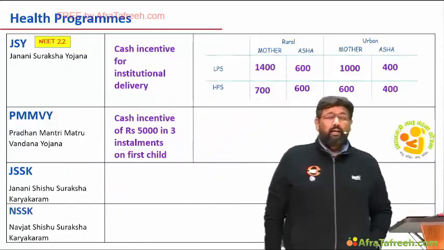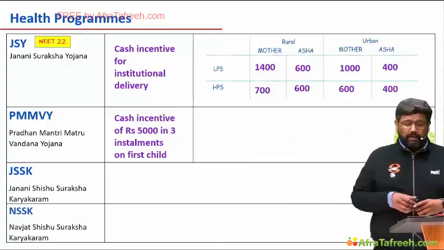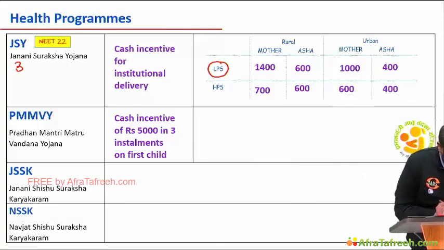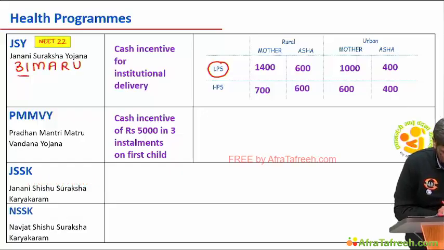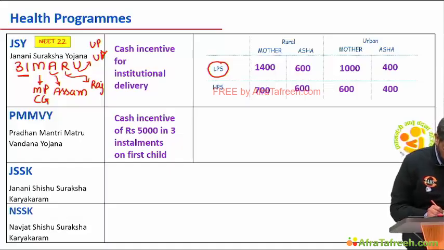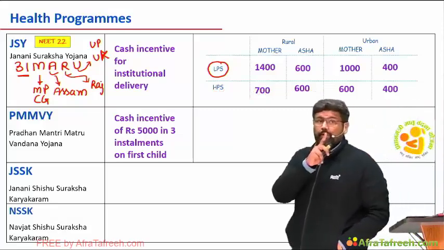Pradhan Mantri Matru Vandana Yojana. Here also we give cash benefit of rupees 5,000 in 3 installments. Now one point, the low performing states, Bimaru: Bihar, Madhya Pradesh, Chhattisgarh, Assam, Rajasthan, UP, Uttarakhand, right?